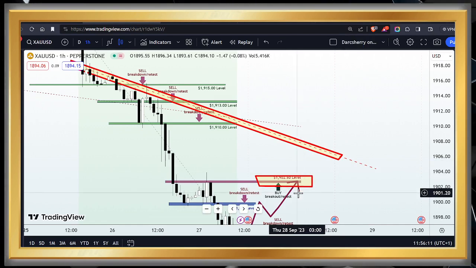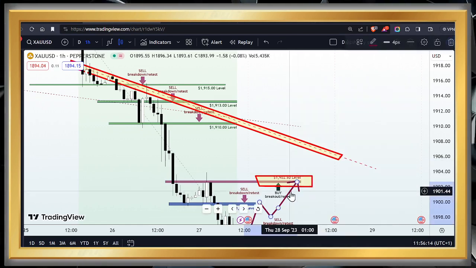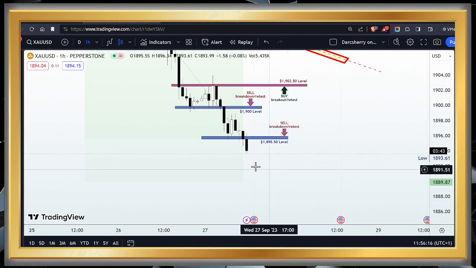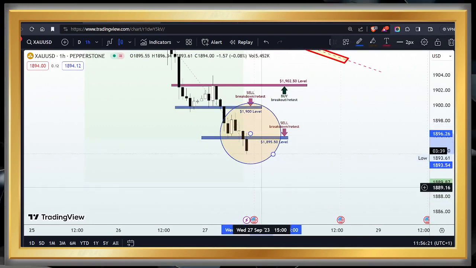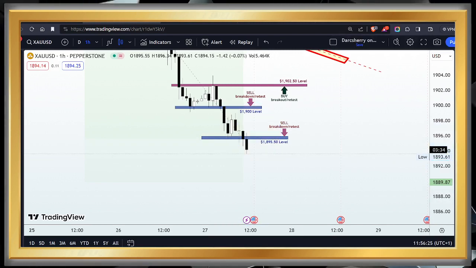So let's see if the market will get that far. But if it doesn't and it continues to drop, then we have our sell position below the 1895 to continue to hold on to that bearish momentum. So these are my views here on the XAUUSD.